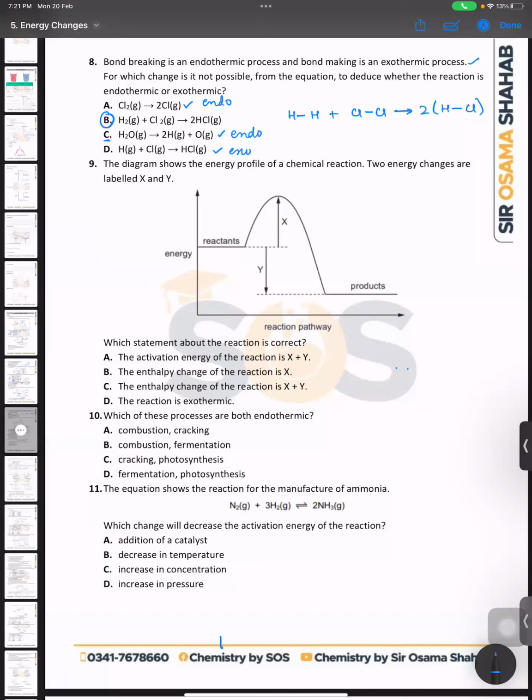Yes, sir. जी सर चलें, question number 9. अली असलम क्या जवाब देना चाहेंगे इसका? सर D देना चाहेंगे.